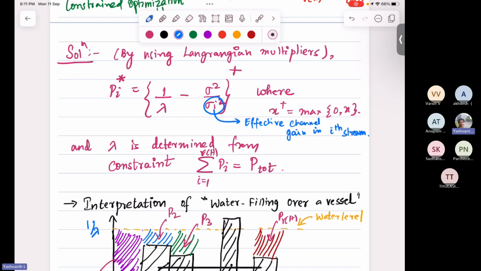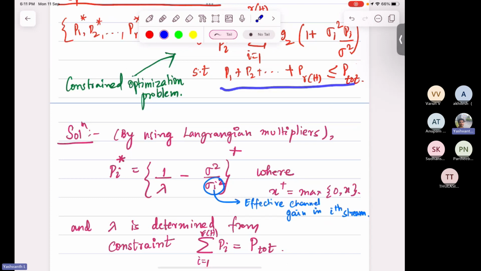Okay, that is the effective channel gain in the ith stream. So now you see sigma square divided by sigma i square. It's not power, but I have a plus operation, meaning that power cannot be negative. Power is always a positive quantity. In case the optimization problem returns pi star for some i as a negative number, let's say -2, that is just mathematics. Mathematics will not always capture physics, right?